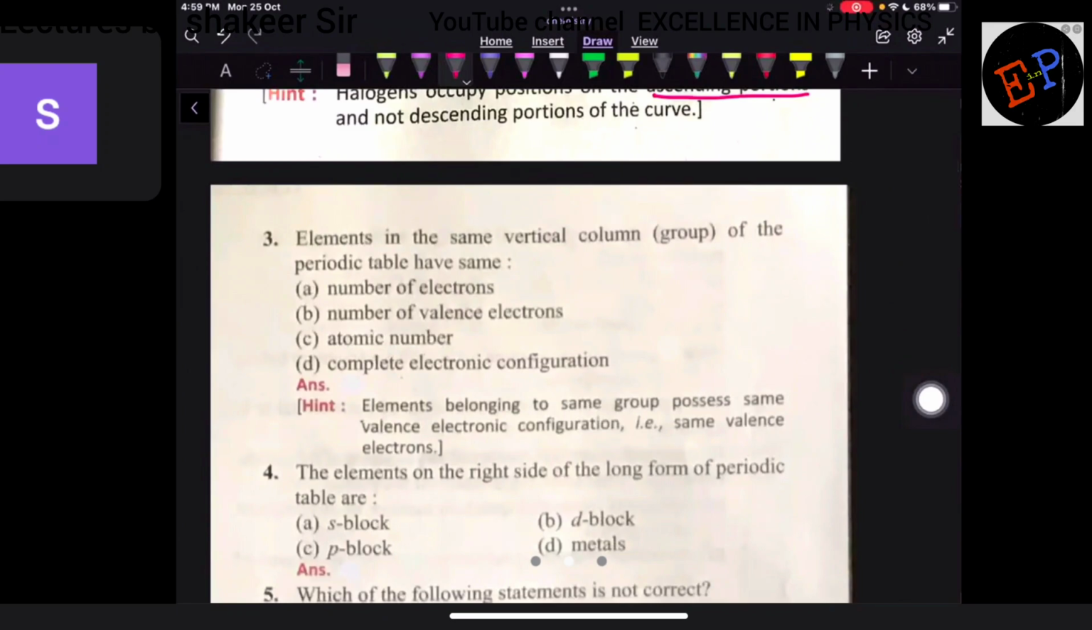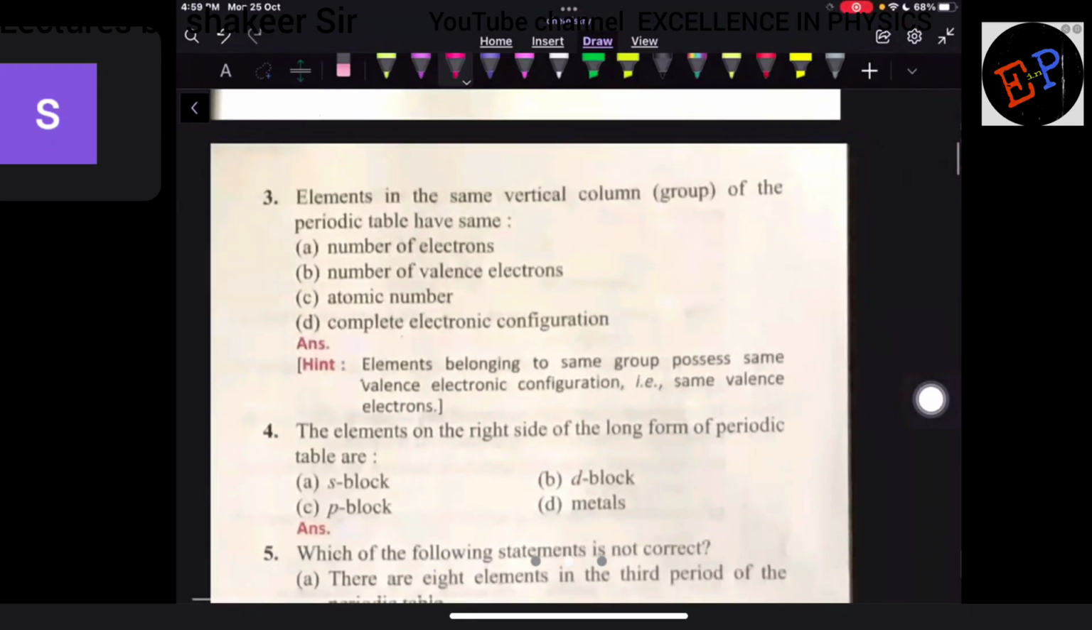So elements in the same vertical column of the periodic table always have dash. So vertical column means what? Group, family. So in the family, what is the speciality of elements? What is the property possessed by all the elements present in a group? Same subshell. Very good. Outermost electronic configuration is same.